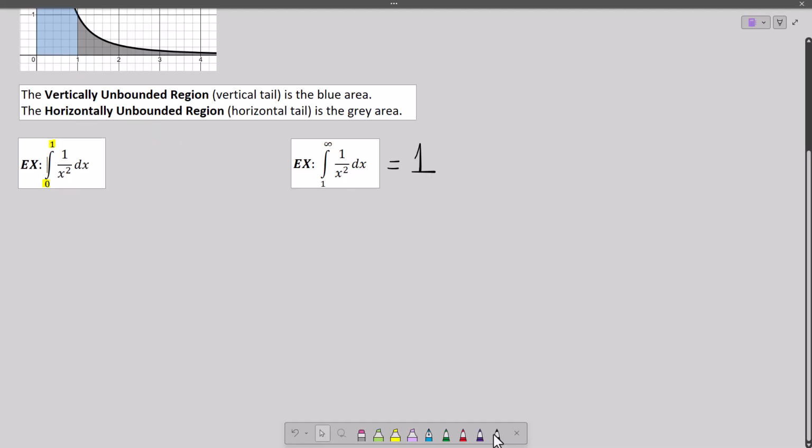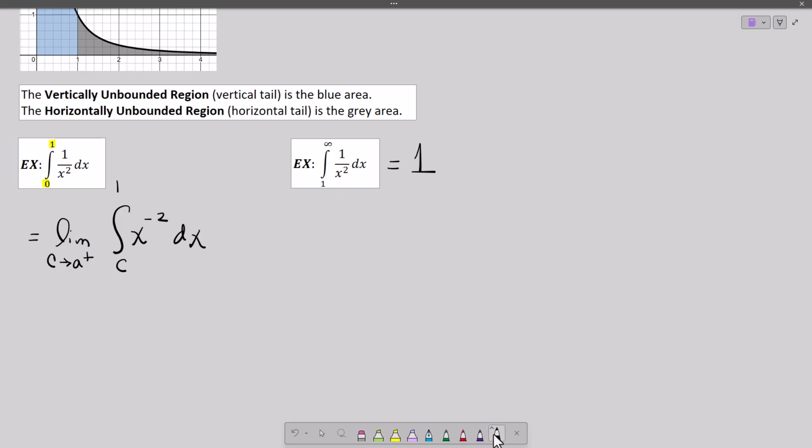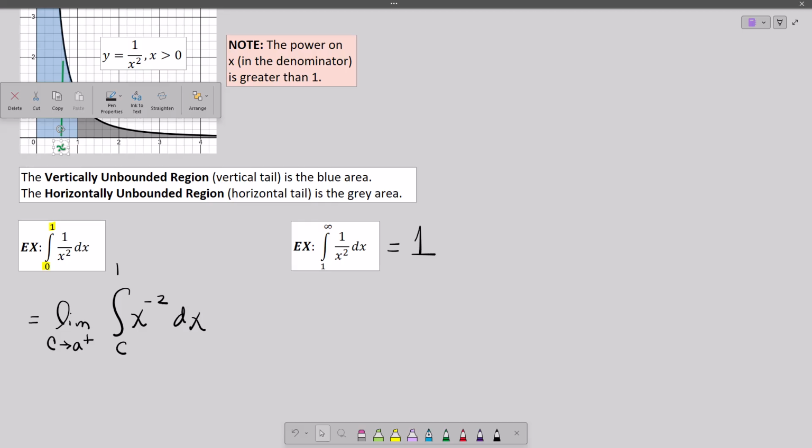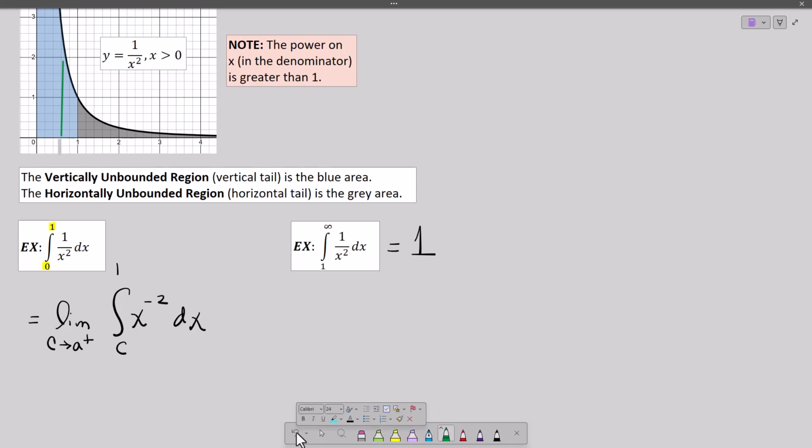So what we have to do is break that apart. We're going to turn it into a limit. And we're going to say c goes to a from the right of the integral from c to 1 of x to the negative 2 dx. So we're coming up here, and our idea is that we're going to drop this vertical line right there. That's at a random x, but we're not going to call it x, actually. We're going to call that c.